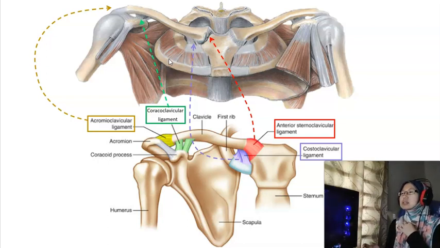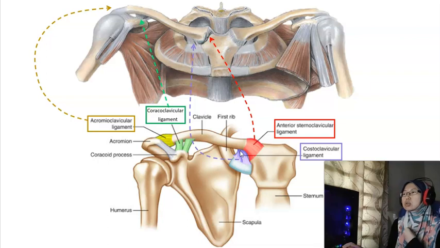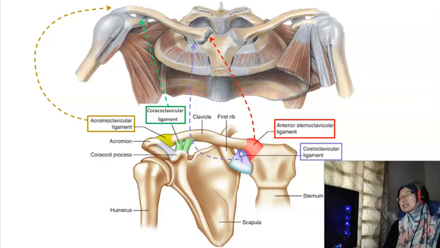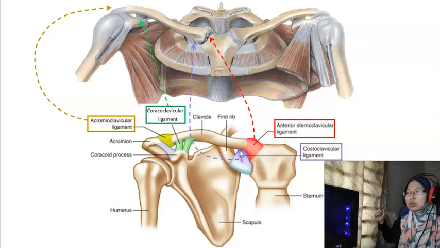Your clavicle is connected to your first rib, which is your axial skeleton, by this purple ligament, which is costoclavicular ligament. Your clavicle is also connected to your sternum, also your axial skeleton, by sternoclavicular ligament. So these are the four ligaments that connect your pectoral girdle to your axial skeleton.